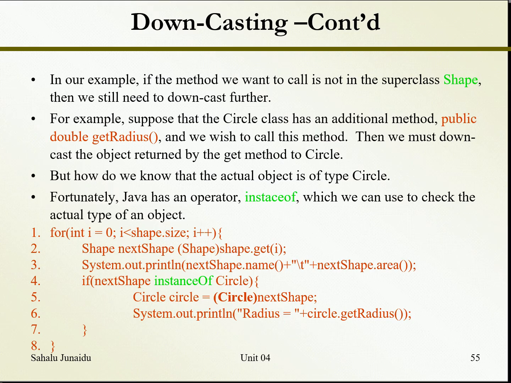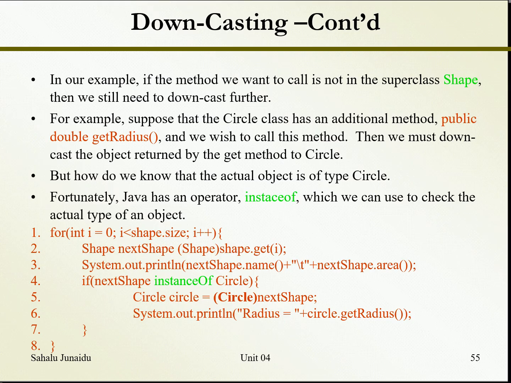So if we have already cast the circle to be of type shape, and now we want to get the radius, and the radius is not available in the shape, but rather is available in the circle. So what do we do? We then cast that shape to type circle, and then we call the radius. This is typically what we are doing now, and this is simple and straightforward. If you understand this, then there will be no issue.